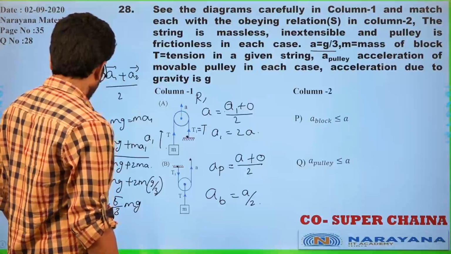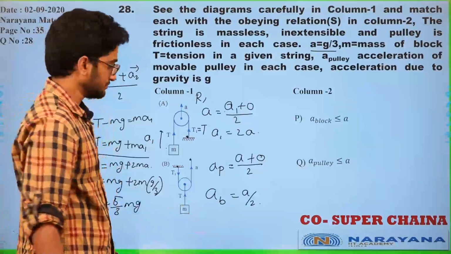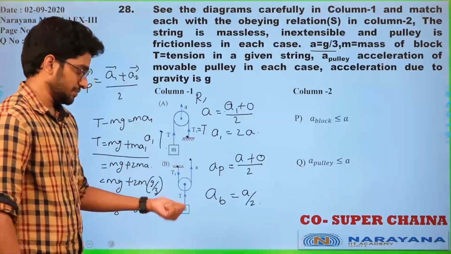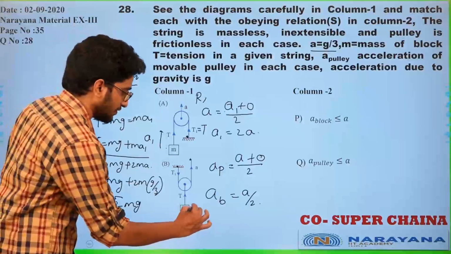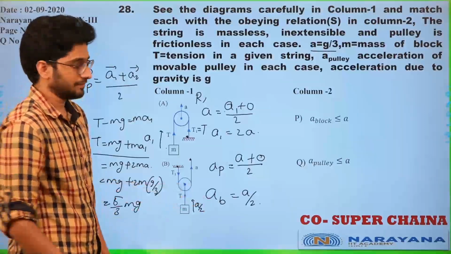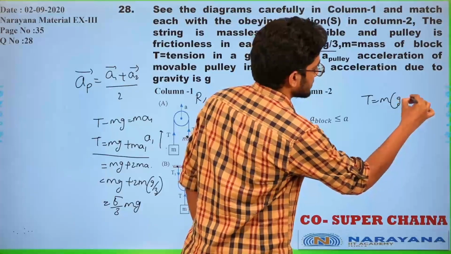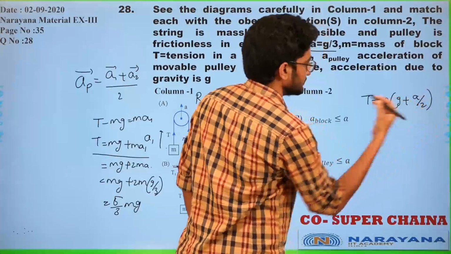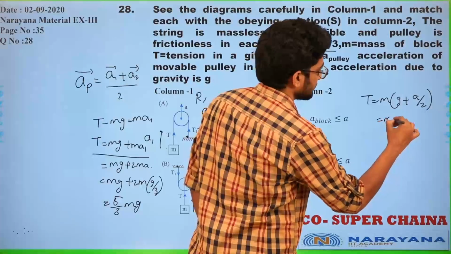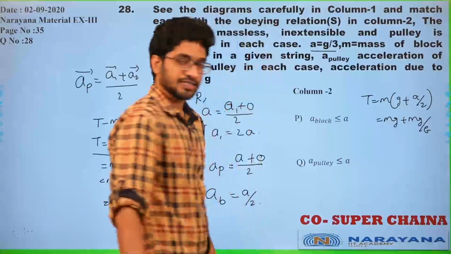Next, we need to find tensions. The tension in the string, this is T, and the tension on the support, both need to be found out. So how do I find tension here? Again I write a small equation. The acceleration of the block is a by 2 upwards, so T is m into (g plus a by 2). The value of a is given as z by 3, so that is m into (g plus z by 6). So mg plus mg by 6 is the tension.